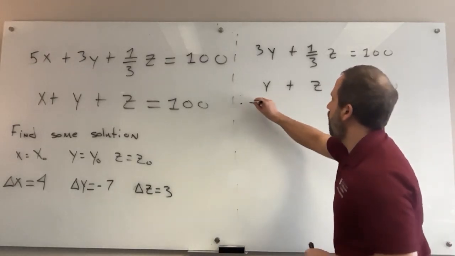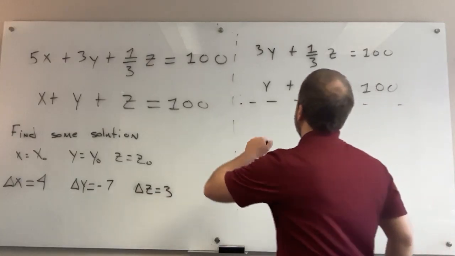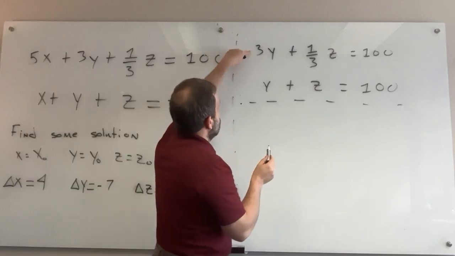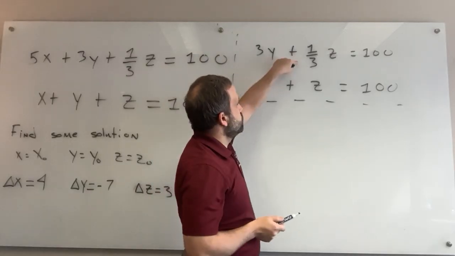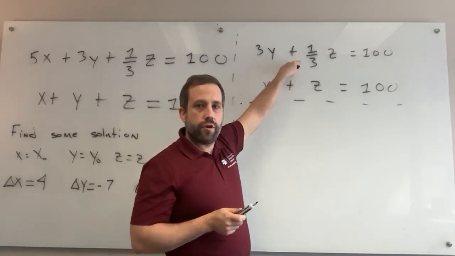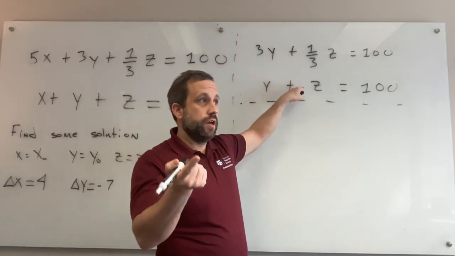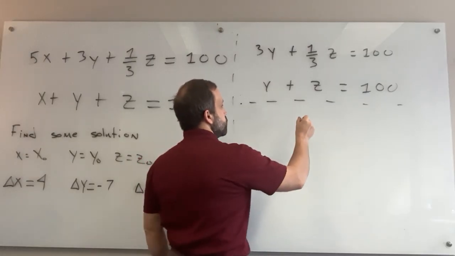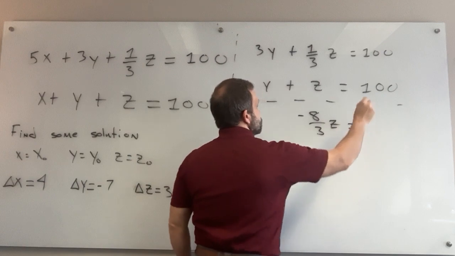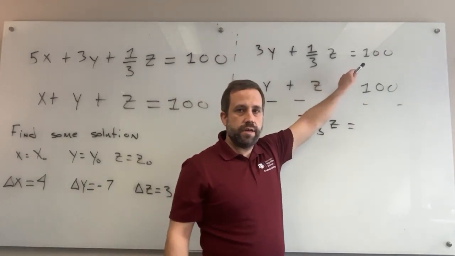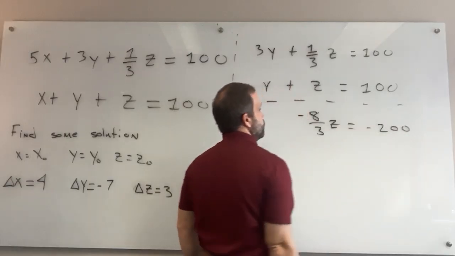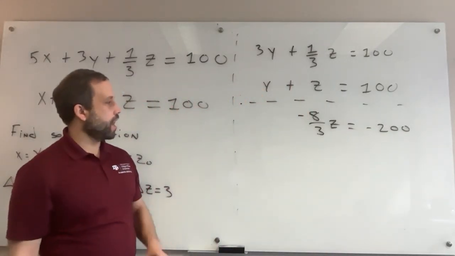So if I multiply the bottom equation by 3 and subtract it from the top equation, 3y minus 3y will be 0. 1/3 z minus 3z, so 3 is 9/3. So 1/3 minus 9/3 is going to give you minus 8/3. And then over here, 100 minus 300 is going to be equal to minus 200. And now I want to figure out what z is here.